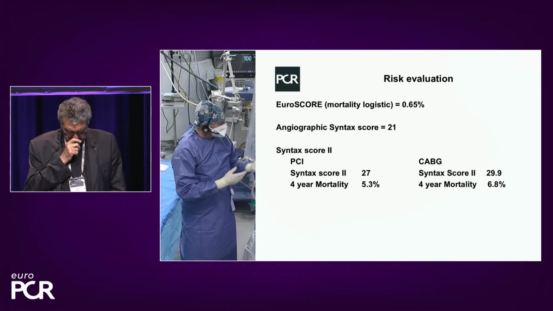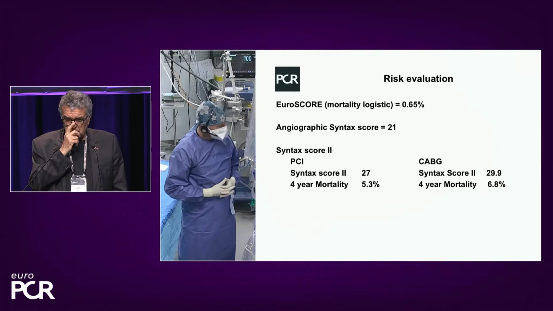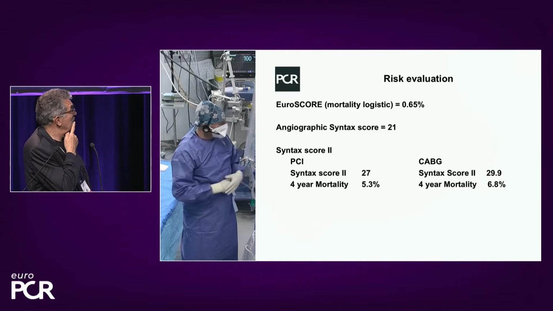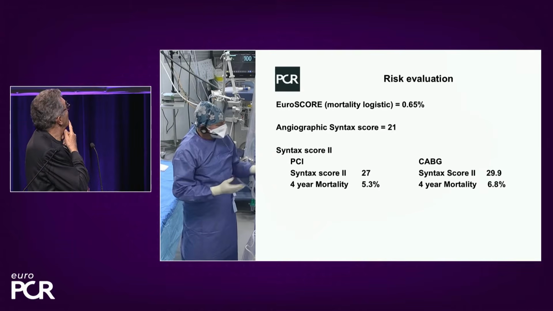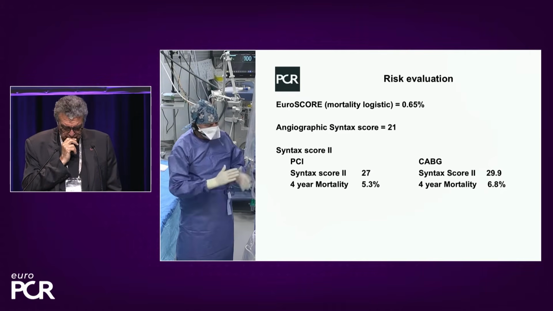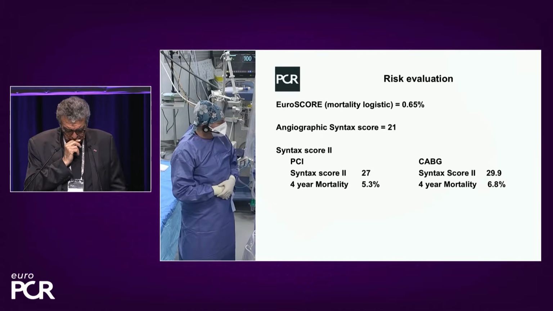So for the risk evaluation, the EuroSCORE is quite low, he has no major problem. The angiographic SYNTAX score is 21, so it's quite low. And when we compare with the SYNTAX score 2, this is maybe in favor of PCI compared to CABG. We can see that it's equality, but this patient could be treated if needed by PCI.